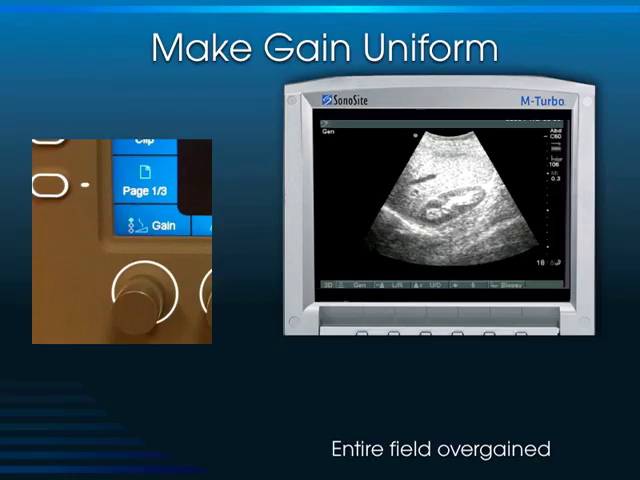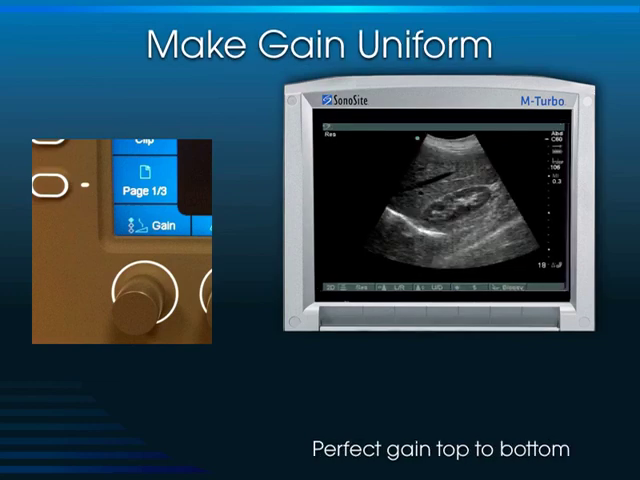So how do we adjust the gain? Well, that's this rotary knob right here on the Sonosite S device. You're going to turn that counterclockwise, and as we do so, we take this severely overgained image down to this. Now this is a nice level of gain where I can easily see that the cortex of this kidney is less echogenic than this liver parenchyma here.